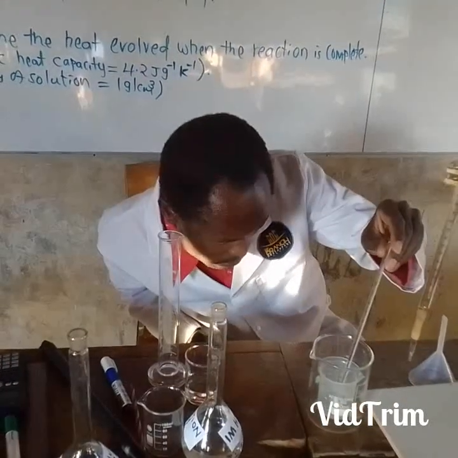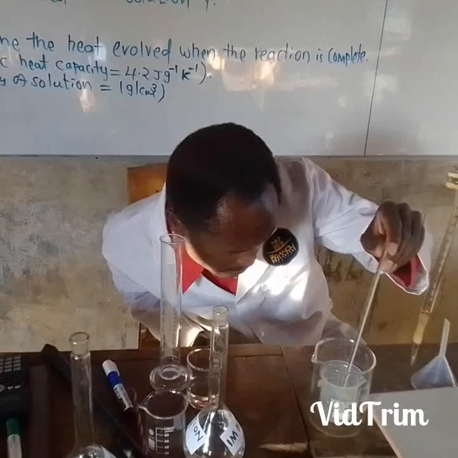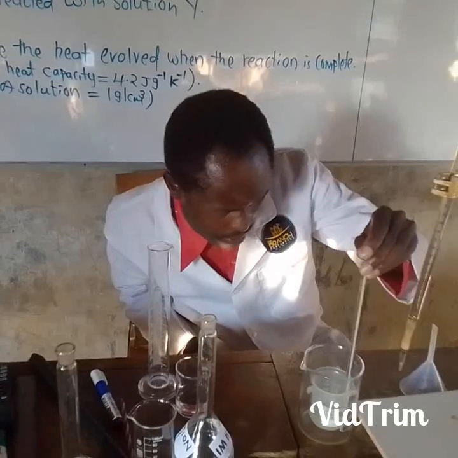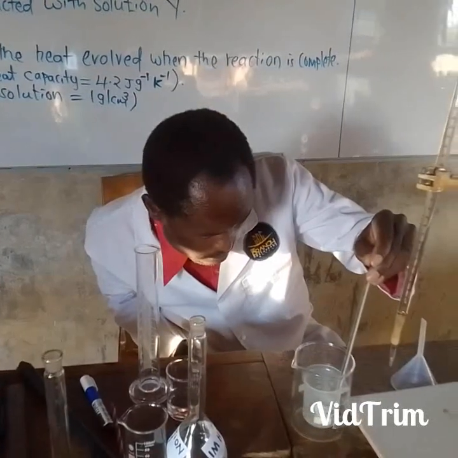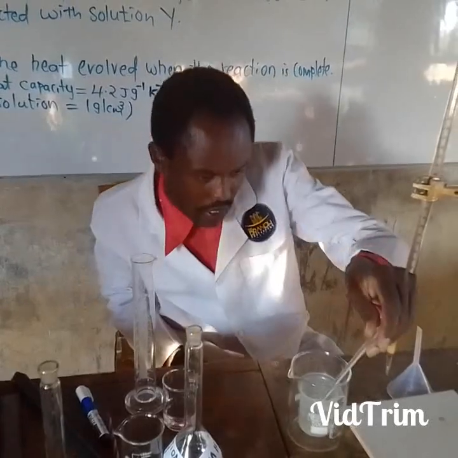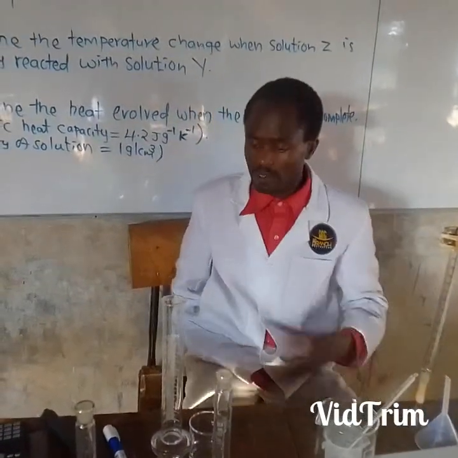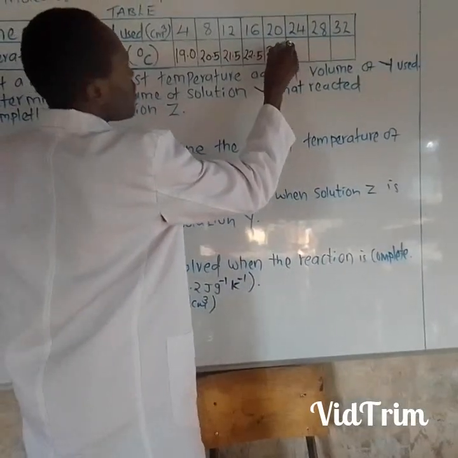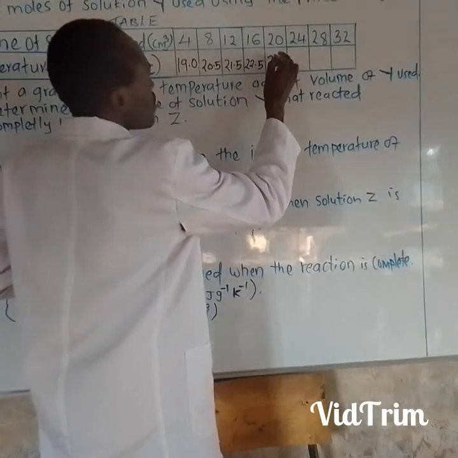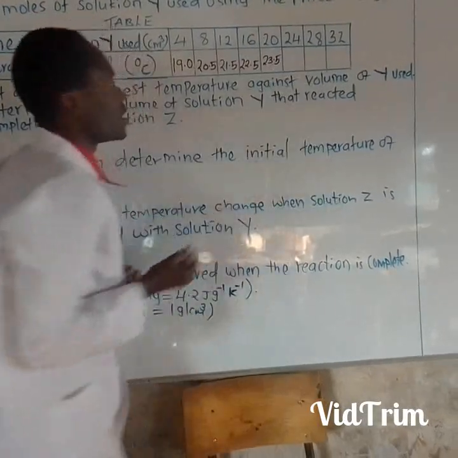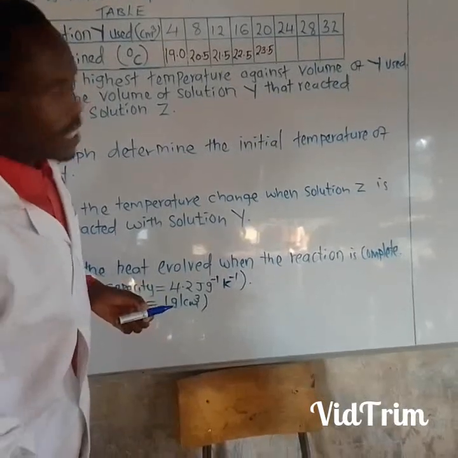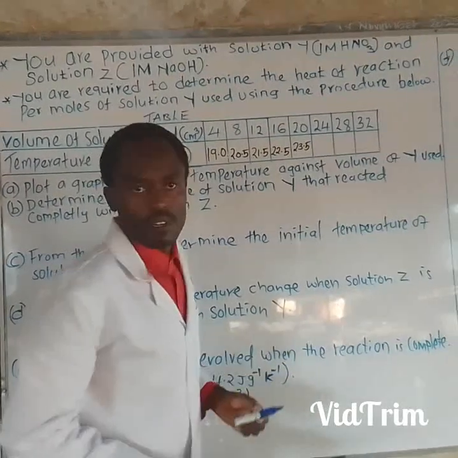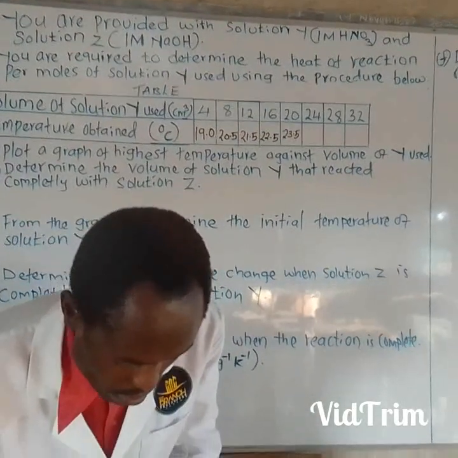That is 23.5. Yeah, it remains at 23.5. So I have to record very fast. 23.5 degrees Celsius. Then I again add 4 to the mixture to make it 24. Is it okay? Let us go.